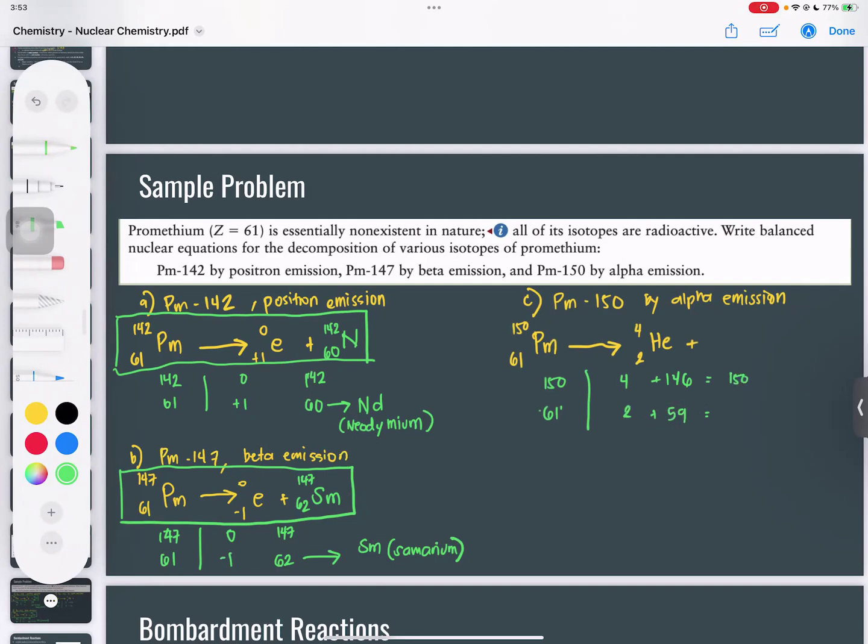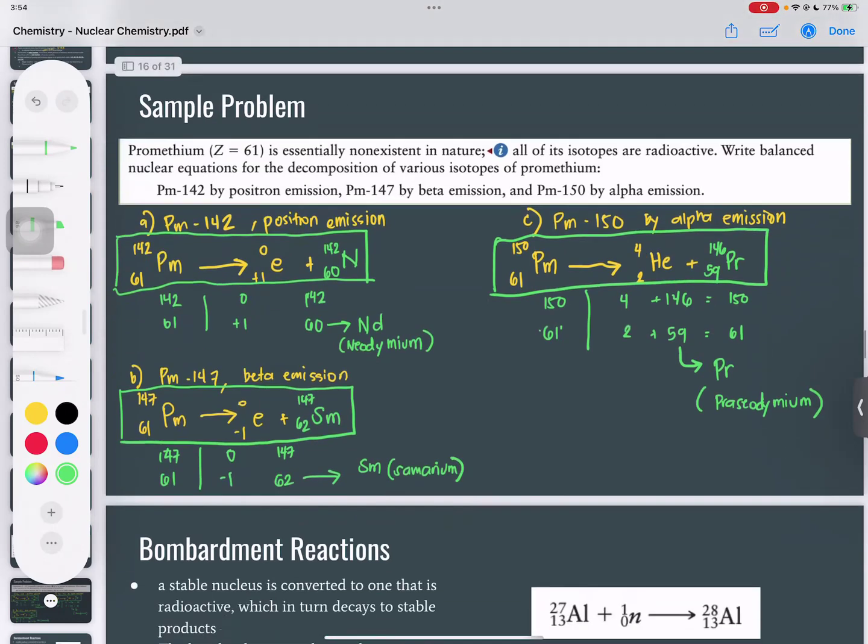Thus, 150 and 61. So, from the periodic table, 59 is Pr, or praseodymium. You do not have to memorize all of this. You will be using your periodic table. That's Pr-150 and 61. This is the answer. Sorry. This is Pr-146 and 59. That is the answer for the sample problem.